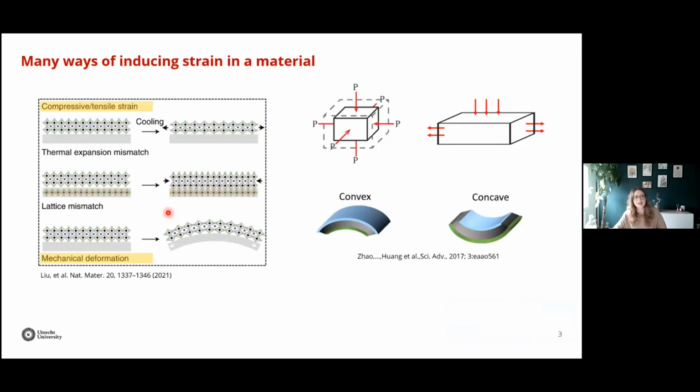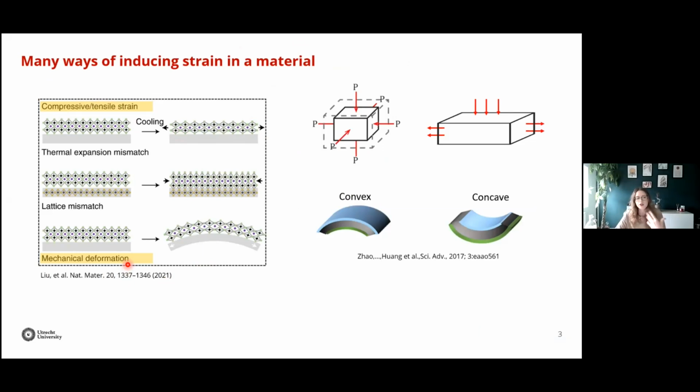So first of all, just a summary of how you can introduce strain in a material. There are, of course, many ways of doing that. You can apply a compressive or tensile strain, so really squeezing the material or stretching it. But you can also apply some mechanical deformation, meaning that if you have a perovskite or another material on top of a substrate, and this substrate is flexible, you can bend the substrate, and you can induce this mechanical deformation.